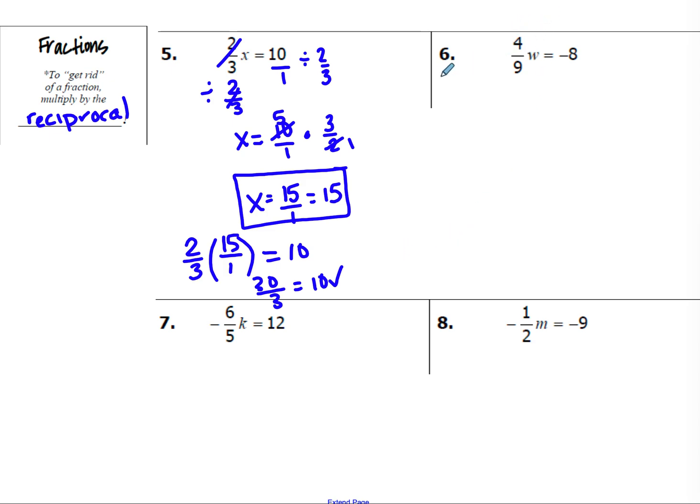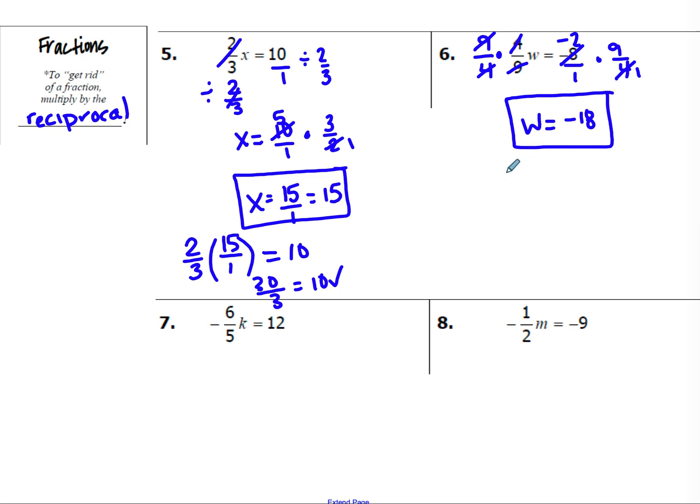All right, on number 6, I'm going to just skip to the multiply by the reciprocal part. So 4/9, if I flip it, and I'm multiplying by the reciprocal, is 9/4. -8 needs to become -8/1 times 9/4. Our 9's cancel out, our 4's cancel out, I'm left with W. Let's see, I'm going to cross cancel. -8 divided by 4 is -2. 4 divided by 4 is 1. -2 times 9 is -18. 1 times 1 is 1. So I have W equals -18 as my answer.